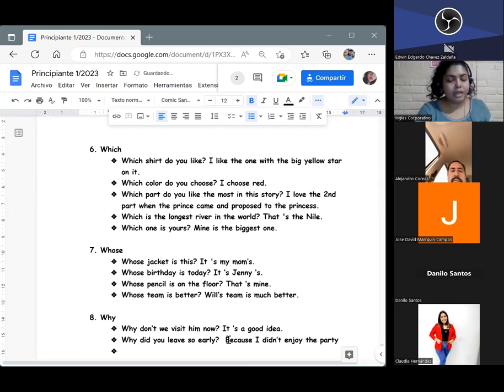Why do you think that he loves you? ¿Por qué piensas que él te quiere o te ama? Because he's given me lots of chocolate on Valentine's Day. Le preguntan por qué cree que esa persona la ama y la respuesta es porque me ha dado montones de chocolate para San Valentín. That is the answer.